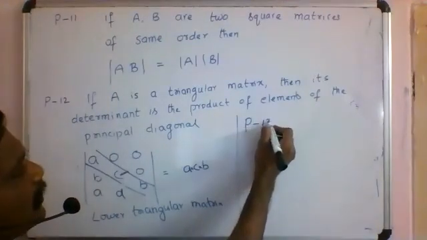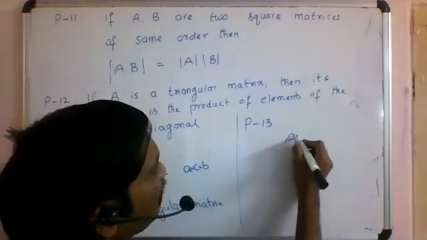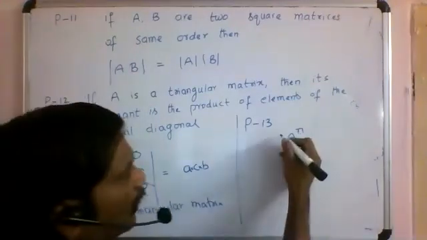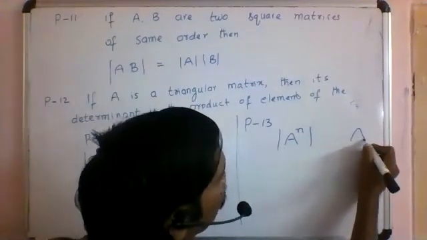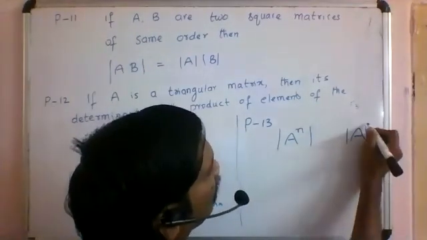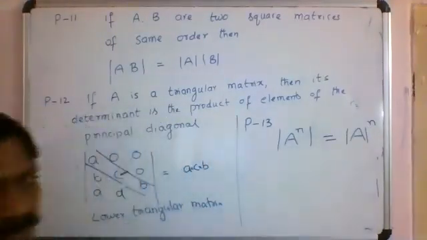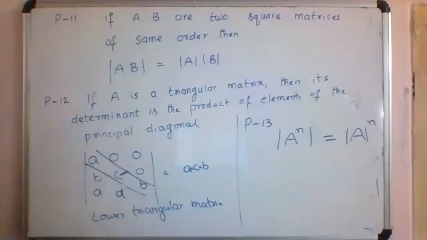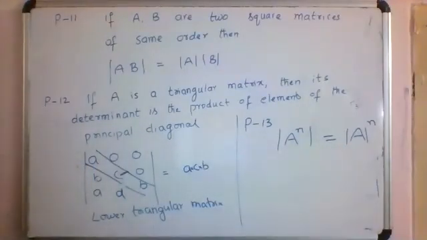And the next property is, if a square matrix is taken and multiplied n times and its determinant found, or you have taken A, found its determinant and multiplied n times, you'll observe both are the same. So determinant of A power n is equal to determinant of A whole power n. We can use this so many times in the coming classes.